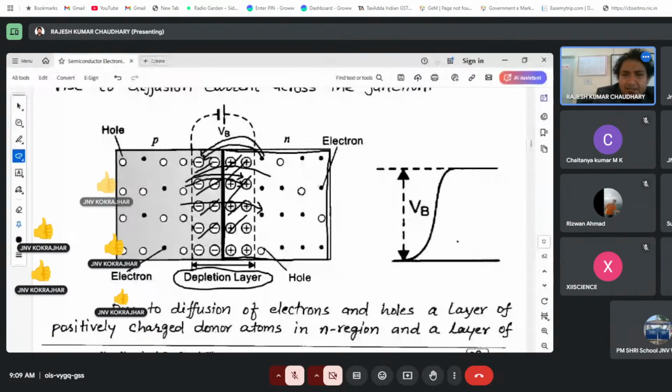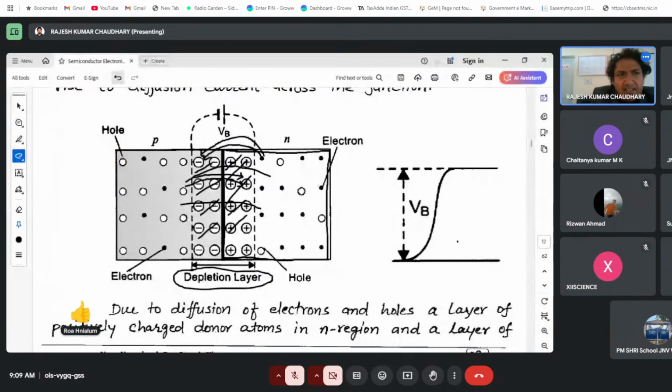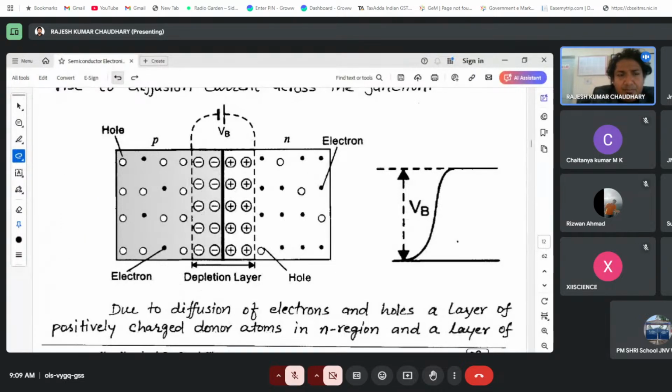So in this way, in this region near the junction, please try to understand, due to the diffusion process there will be no free charge. There will be no free charge around the junction, and there will be depletion. There will be what? Depletion. Depletion means what? Reduction. Another word that can be used for depletion is what? Deplete. Deplete means a reduction in something. A reduction means what?